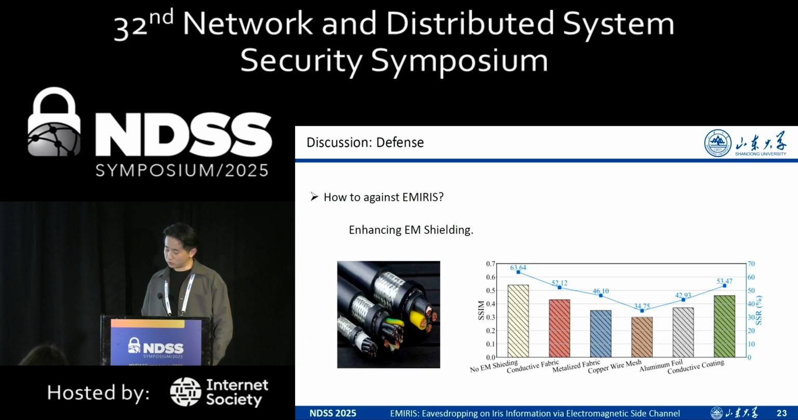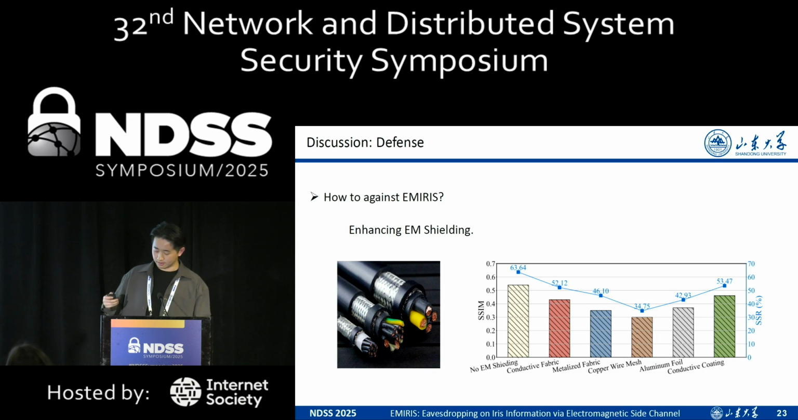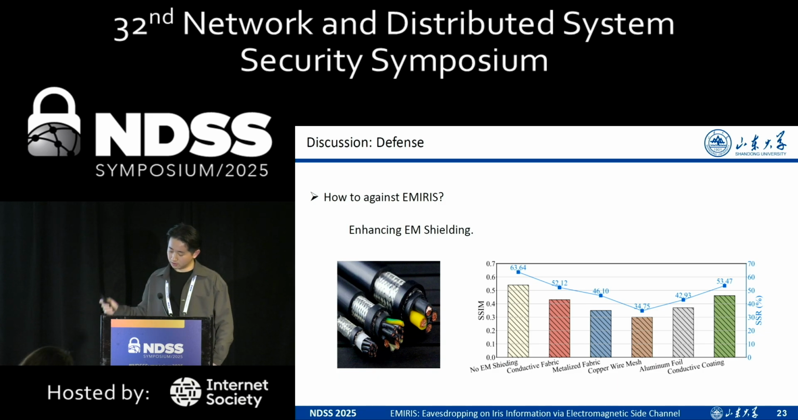So what can we do to defend against EMIRIS? One potential solution is to use advanced EM shielding materials in device cables and enclosures to minimize EM leakage. As shown in the right figure, the effectiveness of the attack is reduced when EM shielding is present. In particular, metal materials will be more effective in blocking EM leakage.